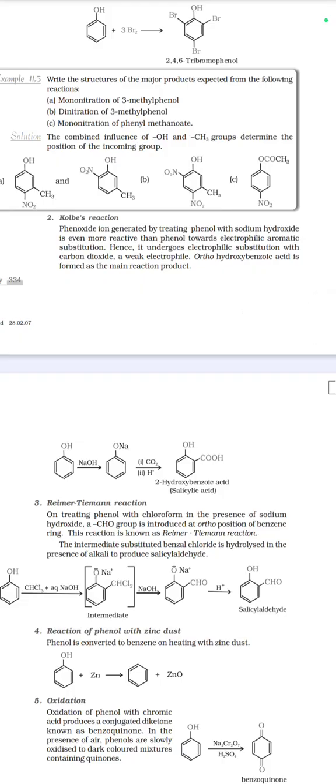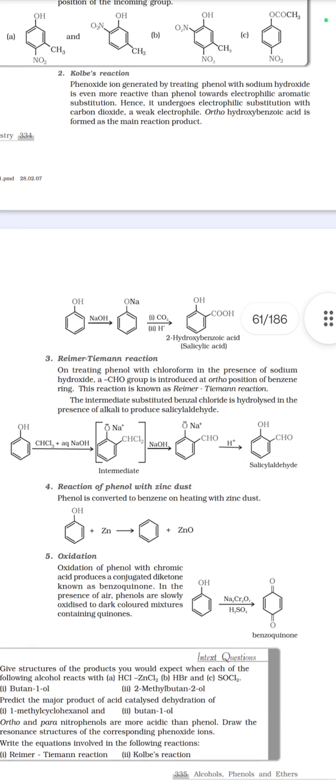Second, Kolbe reaction. Phenoxide ion generated by treating phenol with sodium hydroxide is even more reactive than phenol towards electrophilic aromatic substitution. Hence, it undergoes electrophilic substitution with carbon dioxide, a weak electrophile. Ortho-hydroxybenzoic acid is formed as the main reaction product.